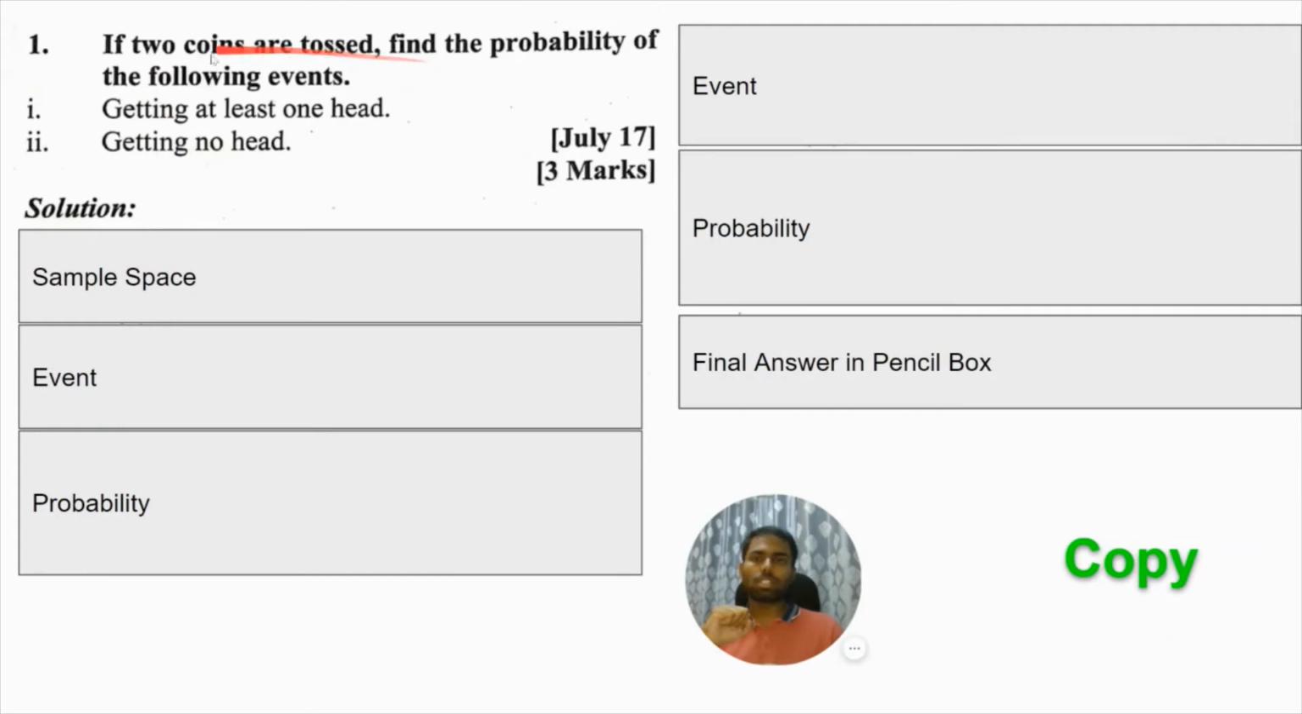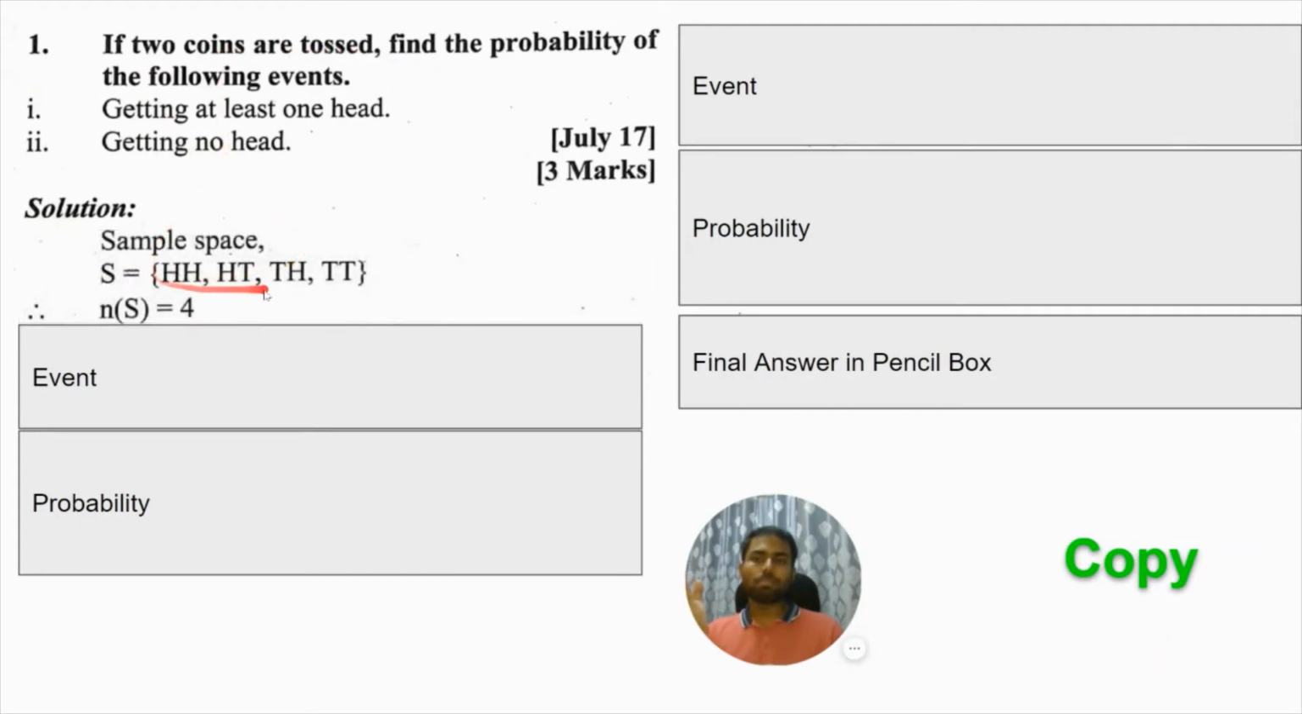So first you will write the sample space. Two coins are tossed, then you all know the sample space. This is the sample space. We have solved this many times now. I'm not going to explain this. Next, the event. Now they haven't given a name to the event, right? They have just said the first event is getting at least one head. So you will now have to write what the event is. You have to give a name to the event.